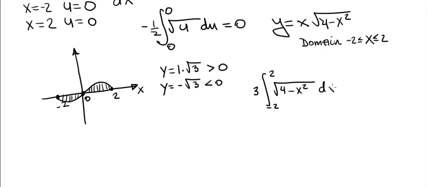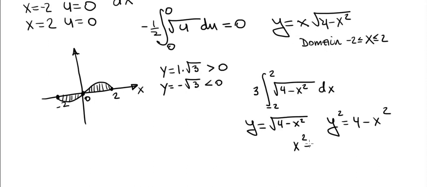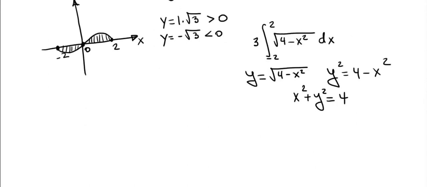If you've seen earlier videos, you know that this integral, at this point in Calculus 2, cannot be done by substitution. Instead, once again, we look to see what this function is. We are integrating the square root of 4 minus x squared. If I square both sides, it becomes y squared equals 4 minus x squared, or x squared plus y squared equals 4. We recognize this as a circle with center at the origin and radius 2.